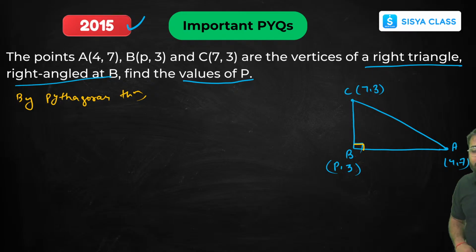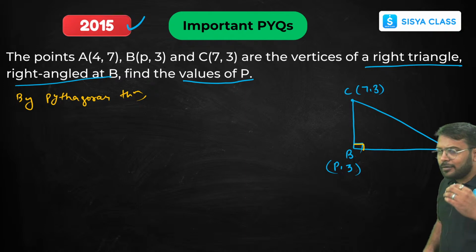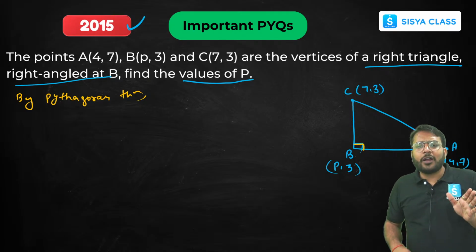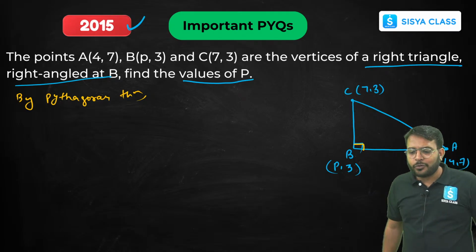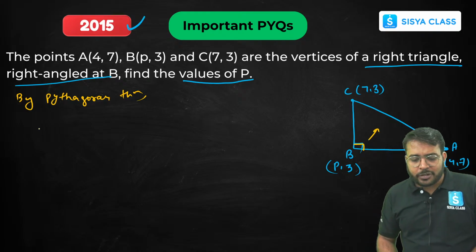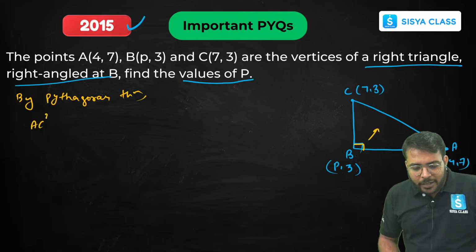What is Pythagoras theorem, beta? Pythagoras theorem says that whenever you square and add the two sides of a right angle triangle, it is always going to be equal to the hypotenuse square, or the longest side square. So here I know that this is my hypotenuse, that means AC square is going to be equal to AB square plus BC square, yes or no?